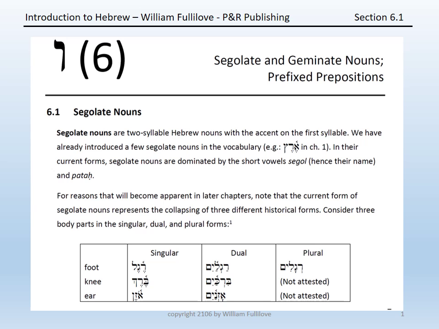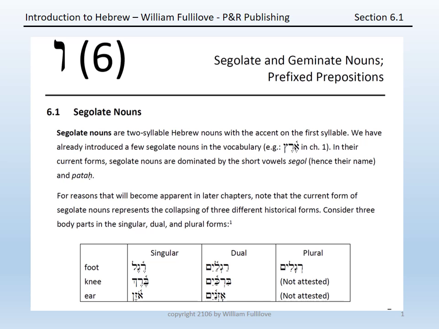In Chapter 6, we return to further detail about the Hebrew noun. We will first look at two different classes of Hebrew nouns, what are called segolate and geminate nouns. In Section 1, we approach the segolate nouns.